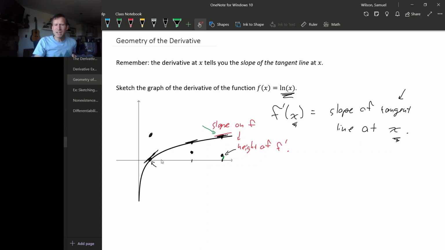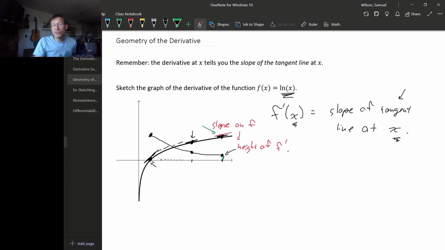Of course, at all of the intermediate x values, there are tangent lines there as well. We can't draw them all just because there are infinitely many of them, but we can estimate the trend. As we move from this point on the left rightwards towards this point in the middle here, the slopes of the tangent lines are all positive but getting smaller. So the height of the derivative graph should be positive but getting smaller. So like this. And same thing over here.